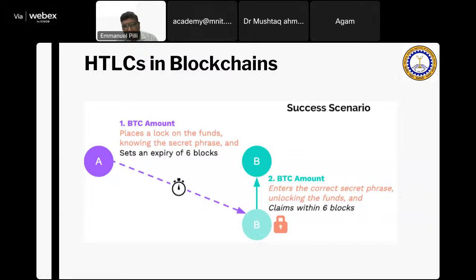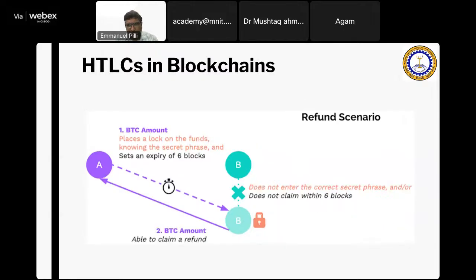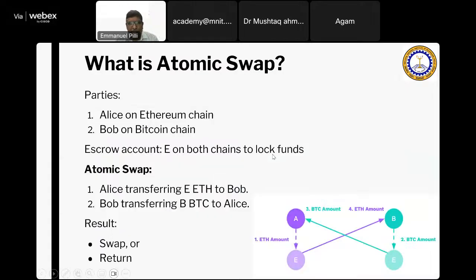So this B gets a BTC amount. He enters the secret phrase, unlocks the fund, and claims within 6 blocks. So before 6 blocks, he has to do that. So that's a success scenario. Now, A sets an expiry of 6 blocks, but B does not claim it. So what should happen? The amount should be sent back to A. That's a refund scenario. And then we can use this scripting in an atomic swap.